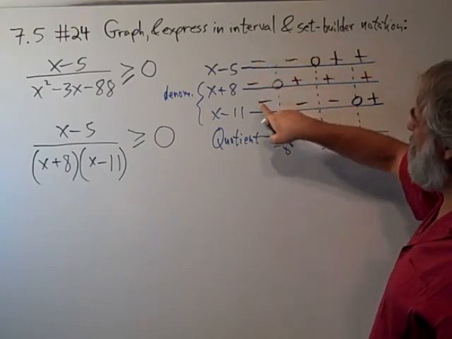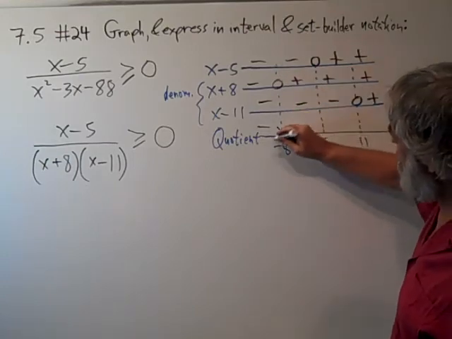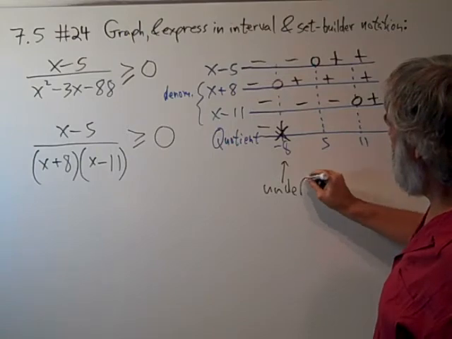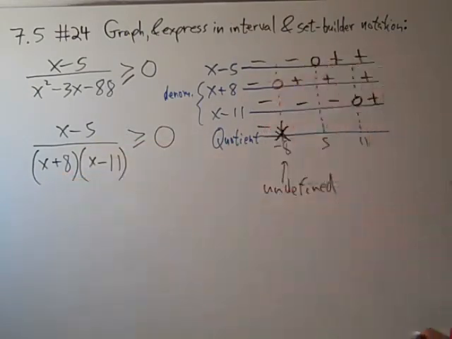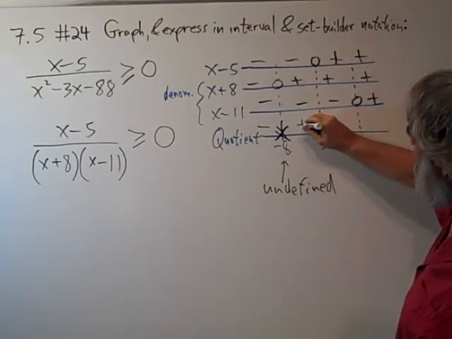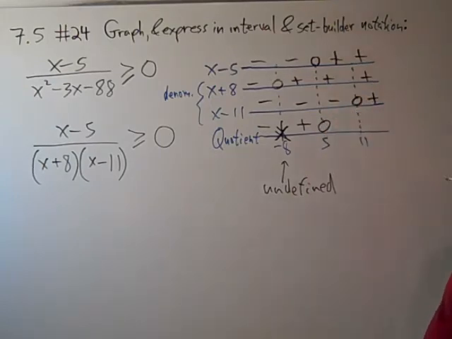It's like a negative times a negative times a negative is a negative. A 0 in the denominator makes this undefined because you can't divide by 0. A negative times a negative is a positive. 0 in the numerator makes everything 0. Positive times a negative is a negative. And a 0 in the denominator again, undefined.